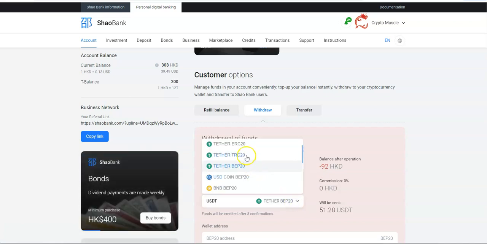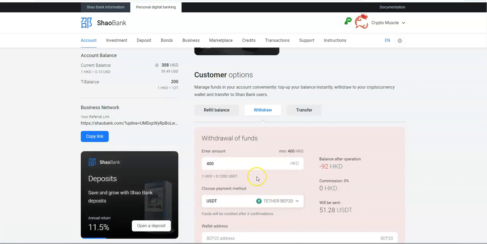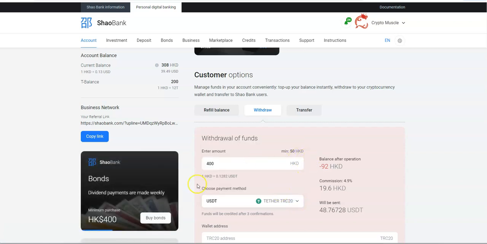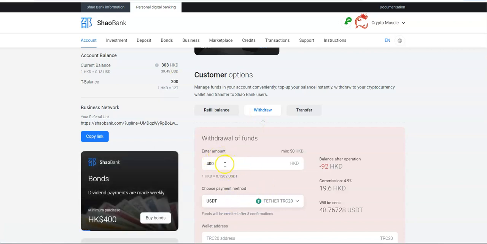I've been withdrawing at a TRC20 for the longest time because the minimum for withdrawal is only 50 Hong Kong dollars. So I've just been doing that because I don't have 400, but I have more than 50. That's why I've been doing this withdrawal for quite some time in this form. So that's where it's at there.